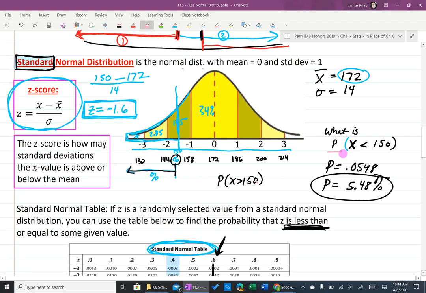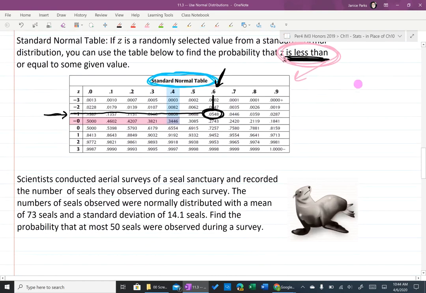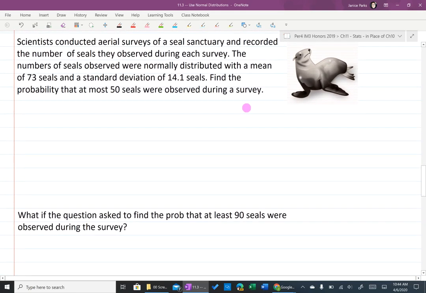Okay, so the probability that a woman's cholesterol is less than 150 is 5.48%. That means that the probability that it's greater is all the rest of the people. So it's basically 100 minus 5.48, which is 94.52%. So having a picture helps because, again, this table only gives you less than percentages, and you need to know greater than percentages on occasion. All right, so let's go to the next one.